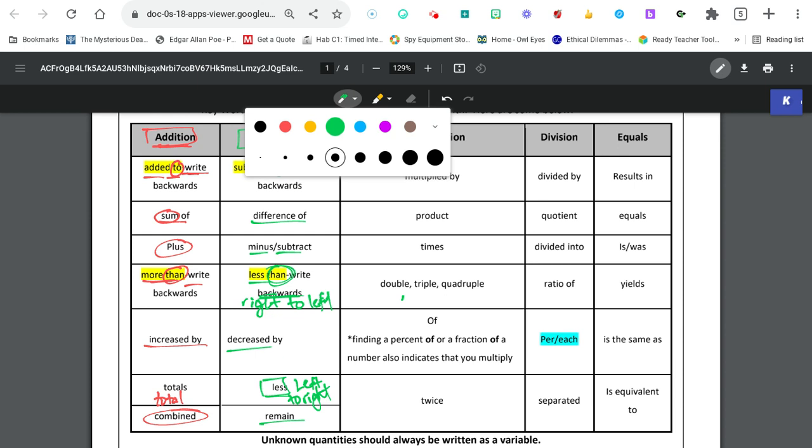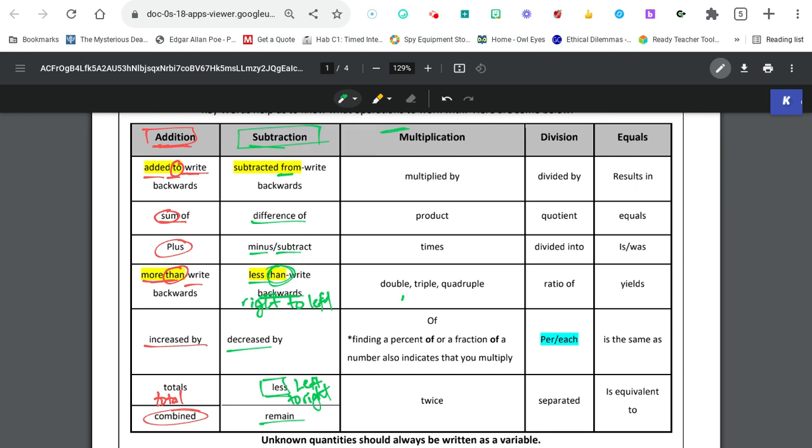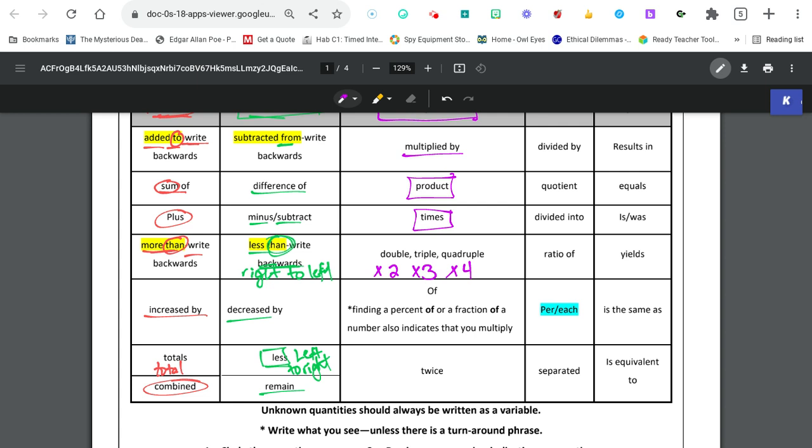All right, let's talk about multiplication. Simple, simple, simple. Multiply by. Product means the answer you get after you multiply two numbers or some numbers. Times, of course, means multiplication. I will talk about double. Double means you multiply by 2. Triple means you multiply by 3. Quadruple means you multiply by 4. Now, let's go down to twice. Twice means you multiply by 2. But I want to talk about of.